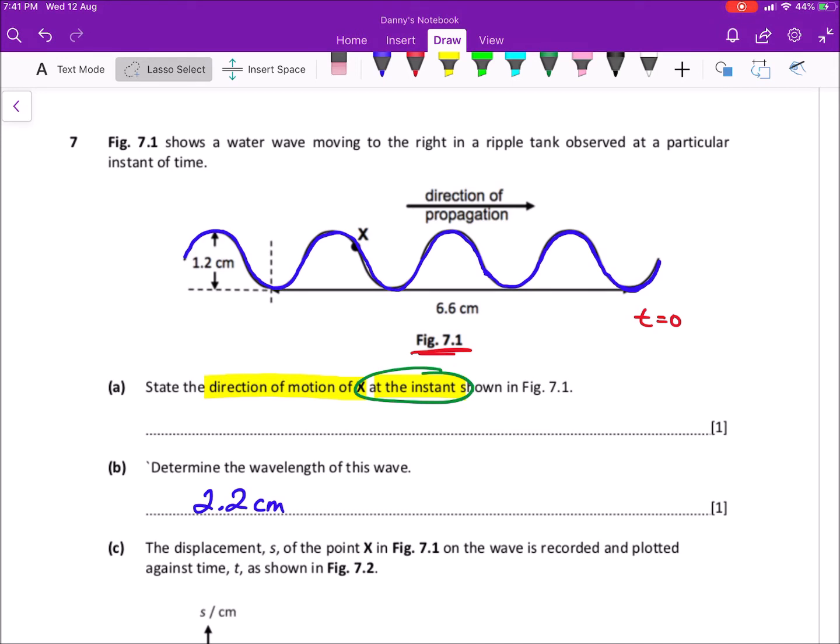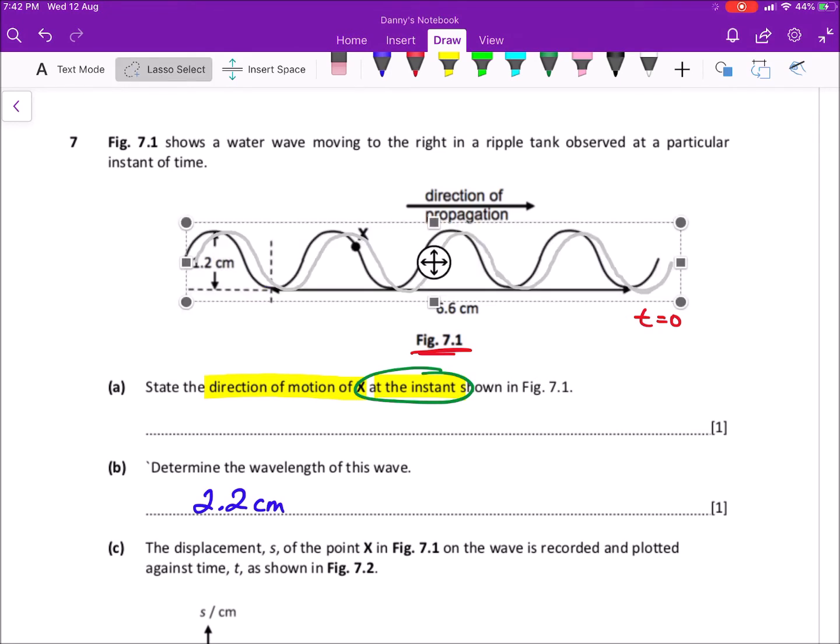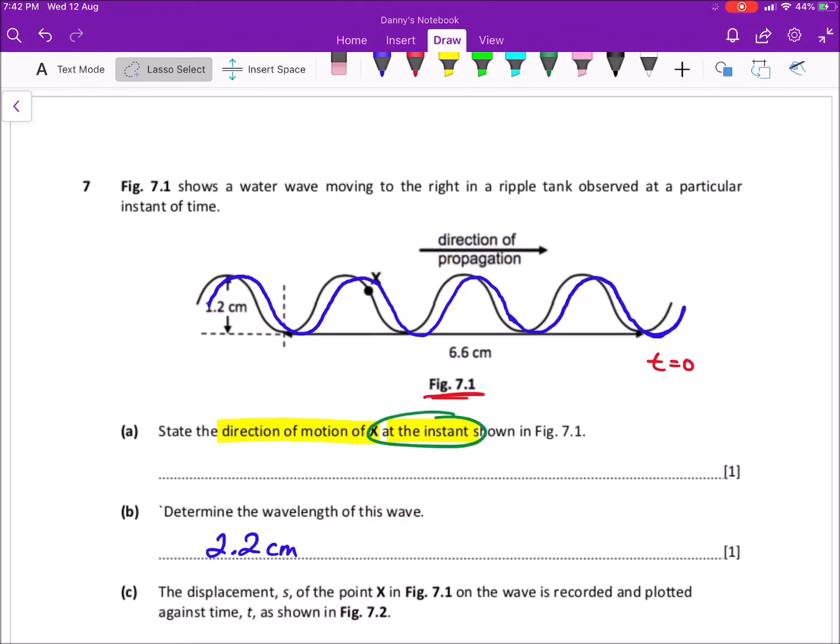The blue one is currently t equals 0. Just imagine that from this t equals 0 we let time move. The direction of propagation is like that, right? So it will move like this, and like that, throughout. So what we will do is move a little bit so that we know in the next time frame where the wave will be. Now you can see the black line is t equals 0, and the blue line is when it is t equals 0 plus a bit.